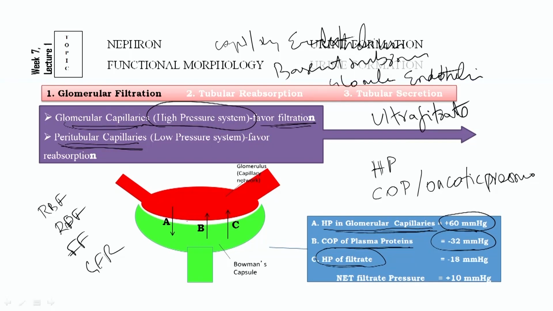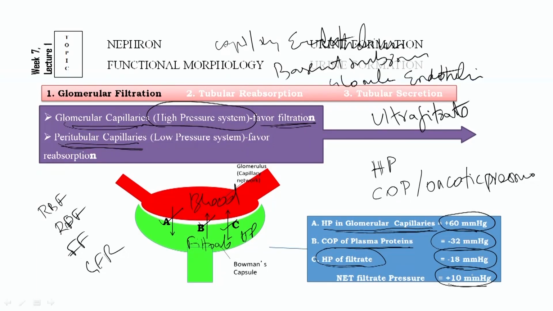So this is the glomerulus, here the filtrates are there, whereas this is the blood part, right? So one is favoring, another one is against, and the third one is also against. The hydrostatic pressure in the filtrate formed is also against the filtration process, which contributes minus 18 mmHg. So as a result, the net filtration pressure created in the kidney is around plus 10 mmHg. So ultimately filtrate will be formed.